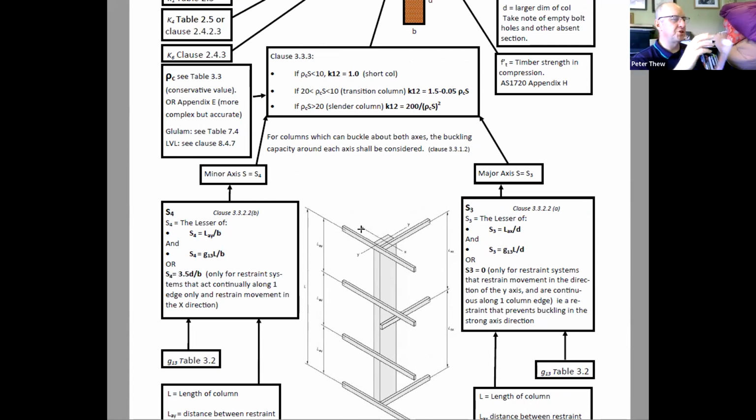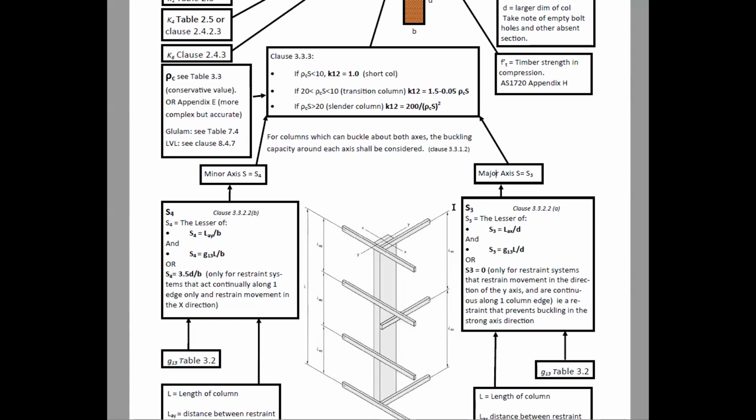If you have a column which is completely restrained in one axis, then it's not going to buckle about that one axis. So you ignore that axis. So you only have to consider them both when it can actually buckle around both axes.